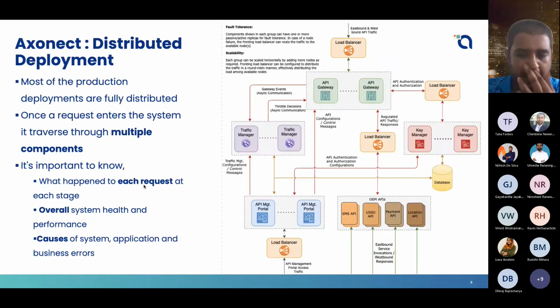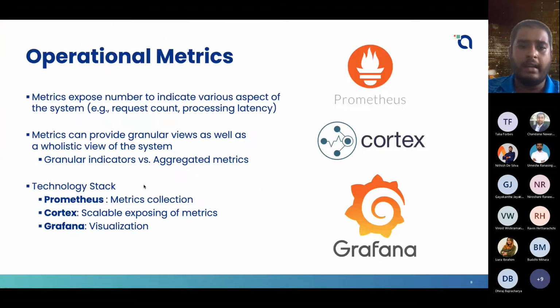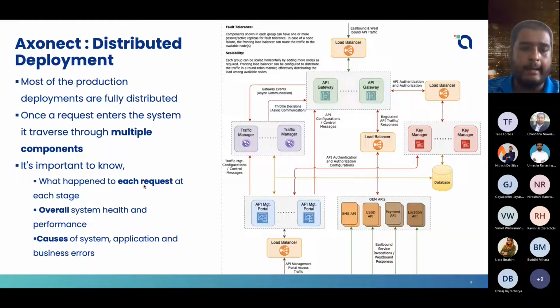So in order to cater to these requirements, we ourselves actually implemented an observability system. In that observability system, we tried to implement the system using all three pillars that I mentioned before, that is metrics, traces, and logs, for the Axonect API management, right?